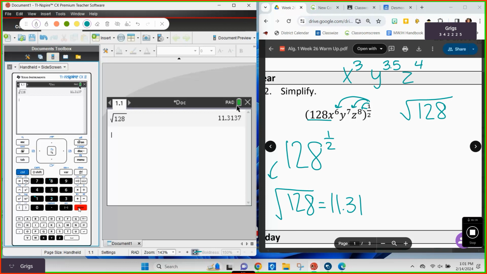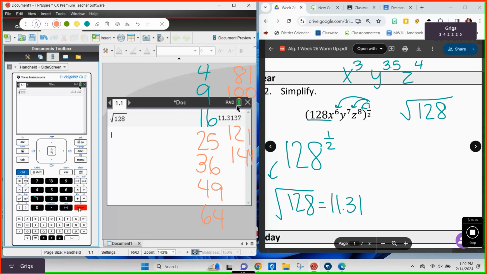So what are our perfect squares? Our first perfect square is 4, because if I take the square root of 4, I get 2. The next is 9, because the square root of 9 is 3. Then 16, 25, 49, 64, 81, 100, 121, 144. And we're going to stop it there.